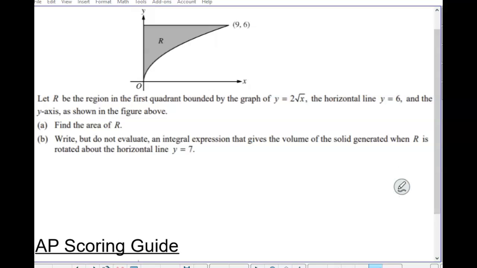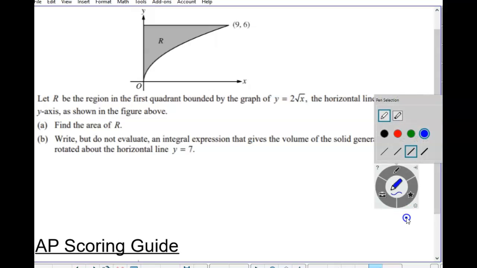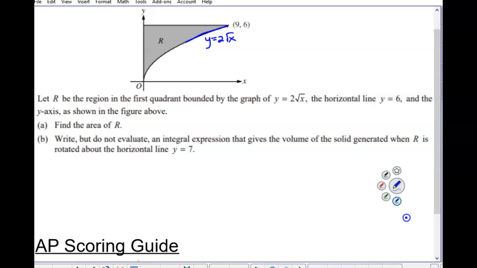So here's what we got. Our goal for part A is to let R be the region in the first quadrant bounded by the graph y equals 2 square roots of x. I know that function is y equals 2 square roots of x. We're bounded by the horizontal line y equals 6. And then the y-axis. Find the area of R.